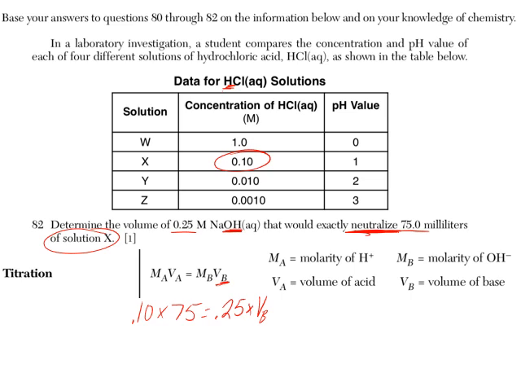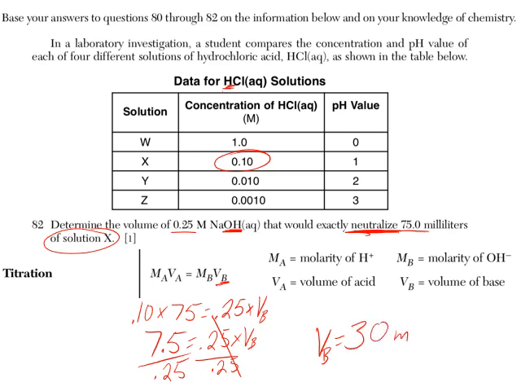So I'm going to multiply everything on the left, and 0.10 times 75 is going to be equal to 7.5. And then on the right, it's 0.25 times still VB. I didn't change anything. I want to get that VB by itself, so I divide by 0.25 over here. Cross out. I divide by 0.25 on the other side. And 7.5 divided by 0.25 will give me the volume of base needed. And my math tells me that that's going to be equal to 30 milliliters of base.